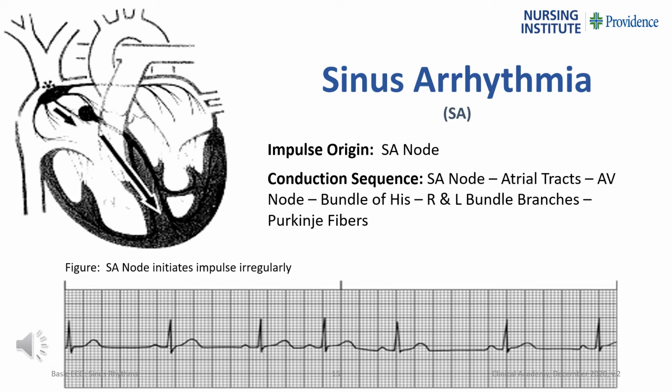Sinus arrhythmia. This is originated just like other sinus rhythms through the SA node, down the atrial tracts and AV node, bundle of His, right and left bundle branches, and into the Purkinje fibers. You'll notice the strip at the bottom of the page is an example of that sinus arrhythmia. You again see 1 P wave for each QRS. You see that they all look similar. We just notice that the SA node initiates the impulses irregularly.